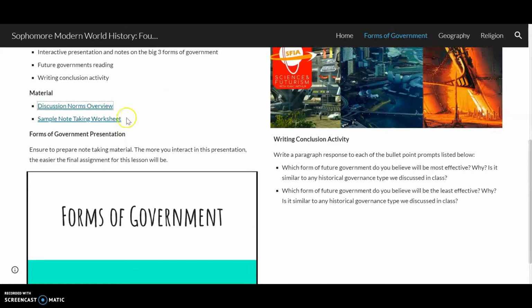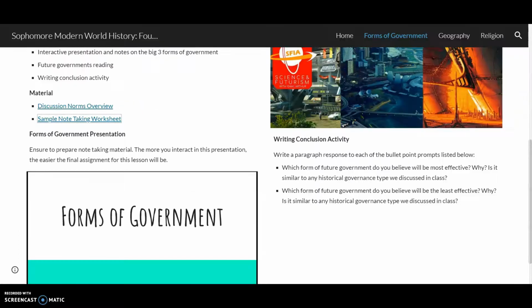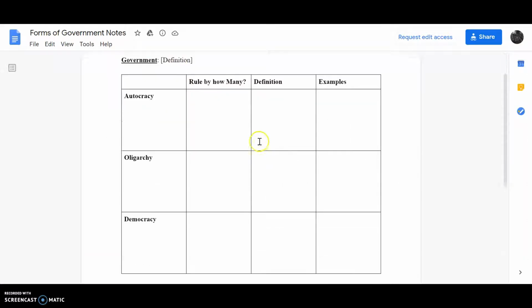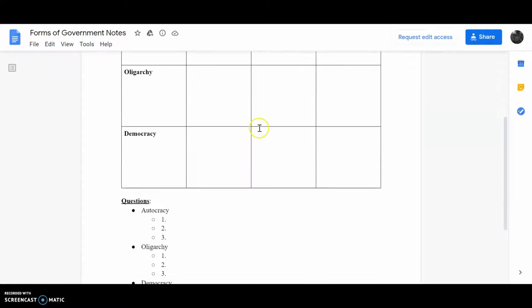Then I had the forms of government presentation, but I gave them structured notes to help them with this presentation. They just click on that hyperlink and it opens this page. This is the actual sheet they turned in. There's a little definition for government. I categorized each form of government into separate categories, so they could look at it through a chart and compare them.